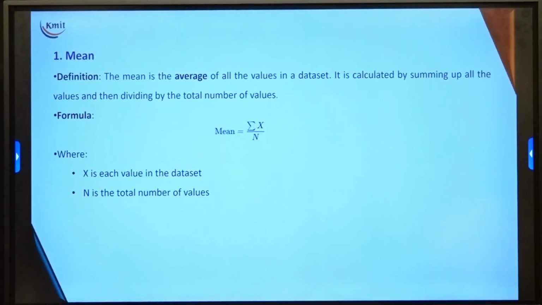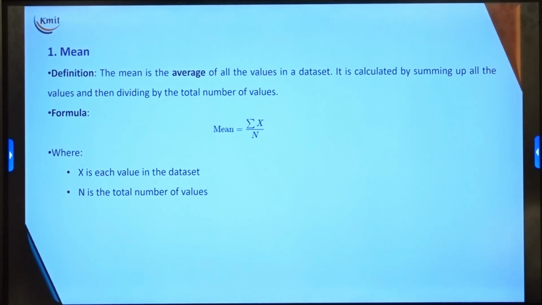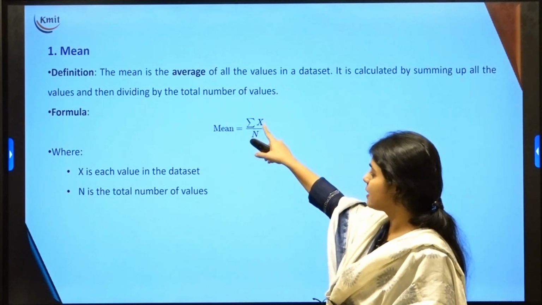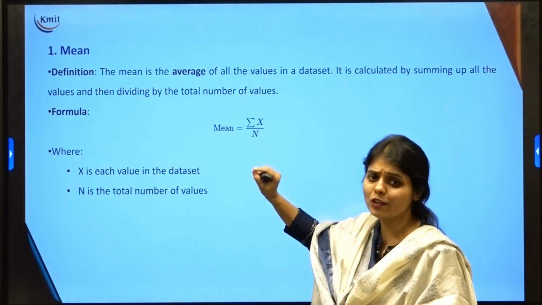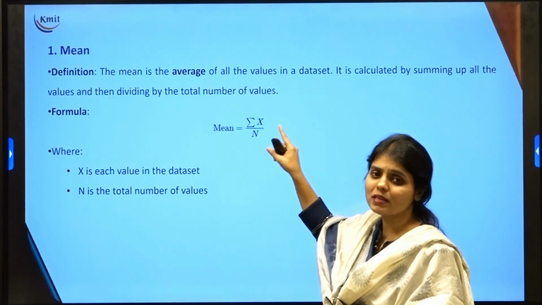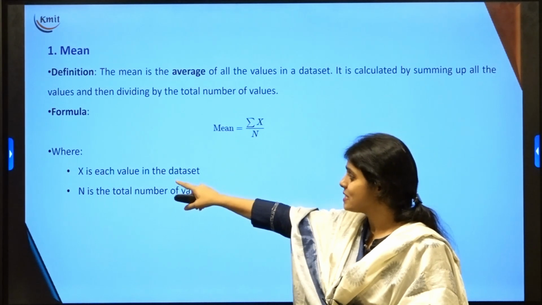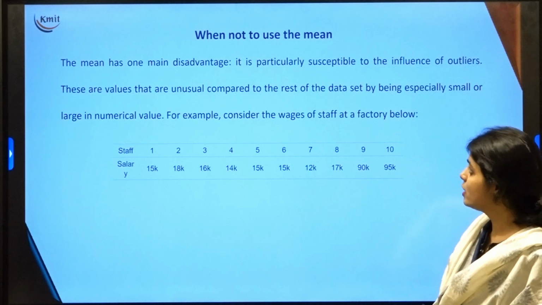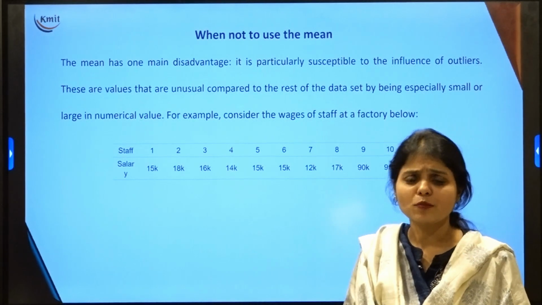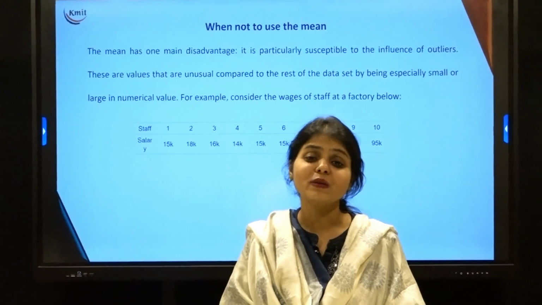Mean is nothing but the average of all the values in the data set. It is calculated by summing up all the values and then dividing by the total number of values. So here mean is calculated as summation of x by n, where x represents all the samples. If I have 100 values, summation of x would be x1 plus x2 plus x3 and so on till x100 divided by 100. x is each value in the data set and n is the total number of values. Mean gives us the average, but there are some cases where we cannot use mean in machine learning.